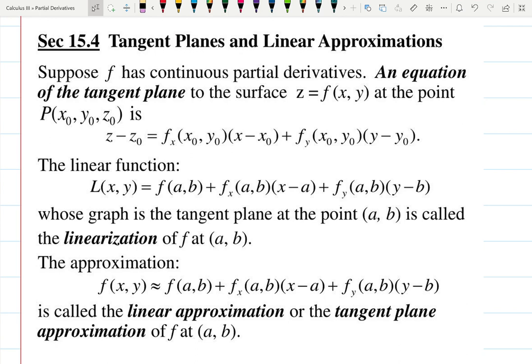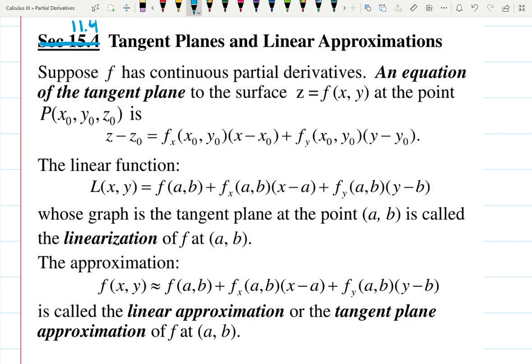So, this is 11.4. That's the only one we did not cover yet. And it's not a very long chapter, so it should be fine. Did you link it? Yeah, I did. Tangent planes and linear approximations.